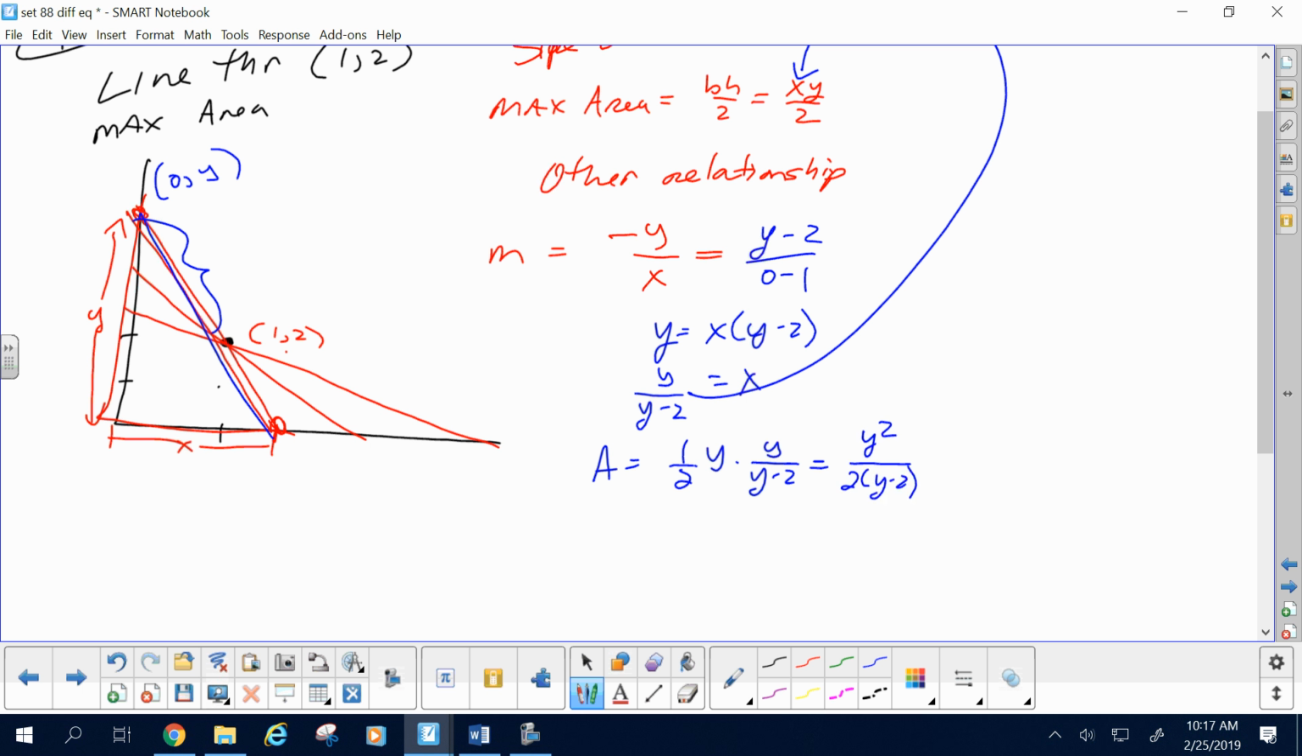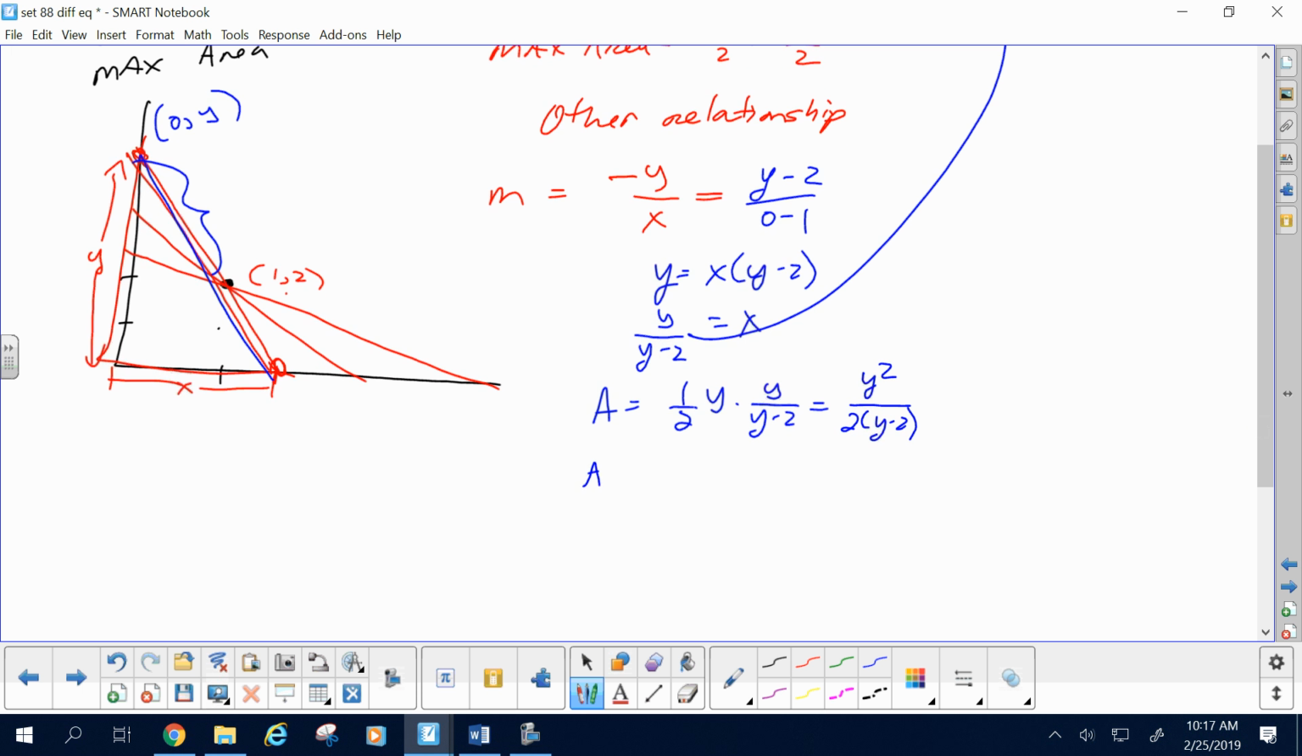There's your area equation. Now if you optimize it, use the quotient rule: low d-high minus high d-low.